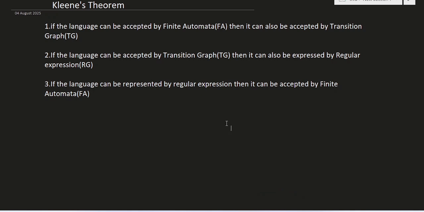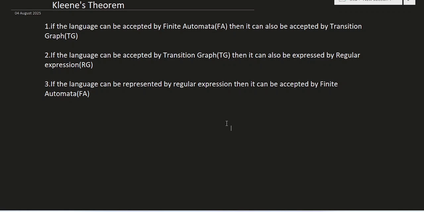Kleene's theorem is a very popular theorem which has three cases. The first case is if the language is accepted by a finite automaton, then it can also be accepted by a transition graph. The difference between a finite automaton and a transition graph is that in a finite automaton, for every single input symbol we have to make a transition, whereas a transition graph takes a string as input and goes to the final state. That is the only difference between finite automata and transition graph.